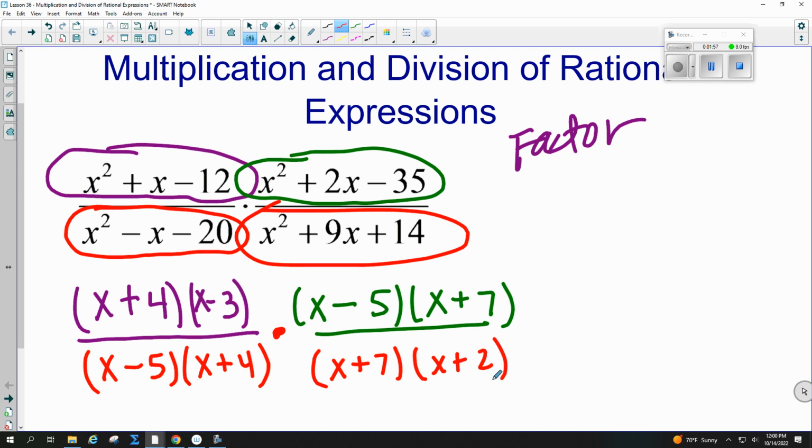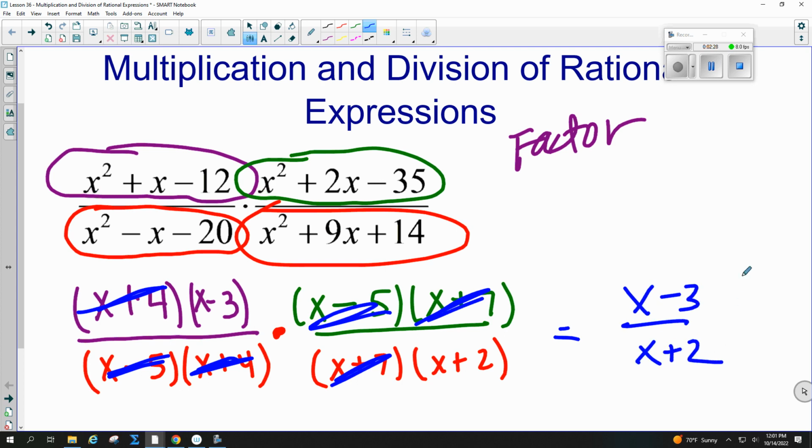All right. Now we cancel schmancel. Anything on top or bottom can cancel out. Raise your hand if you know something that can cancel. Nayana? X plus 4 over x plus 4. Eliza? X plus 7 over x plus 7. Tristan? X minus 5 over x minus 5. All right, that's everything it cancels. I'm left with x minus 3 over x plus 2, and that is my final answer.